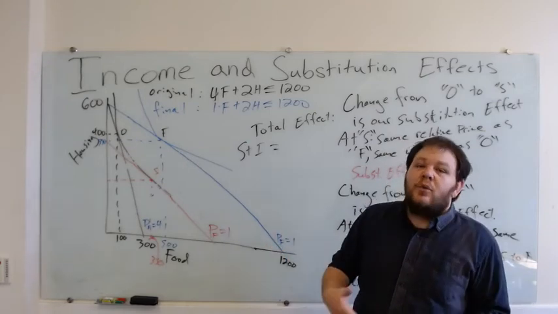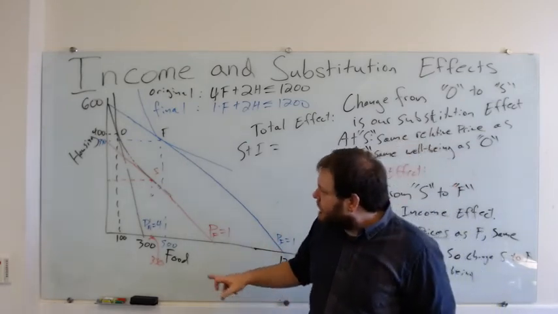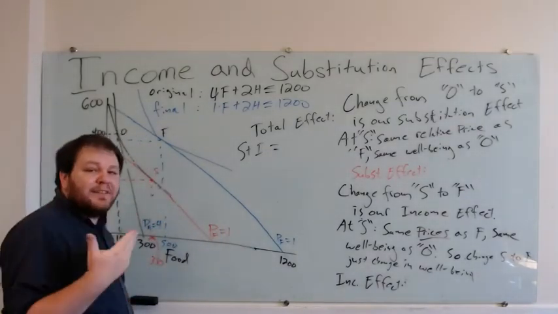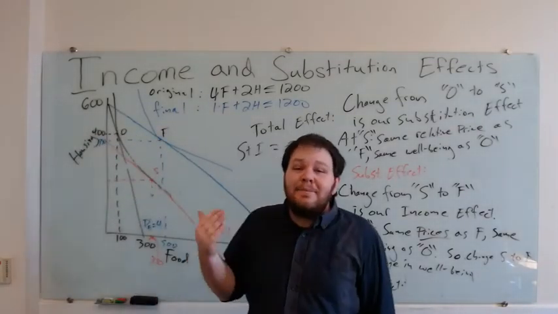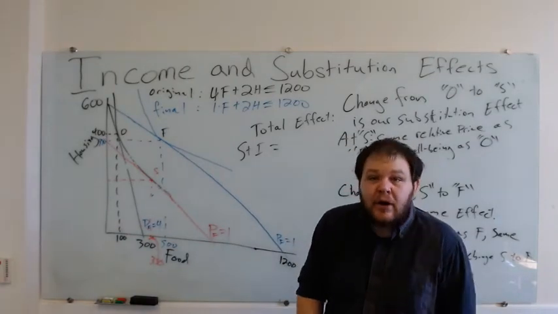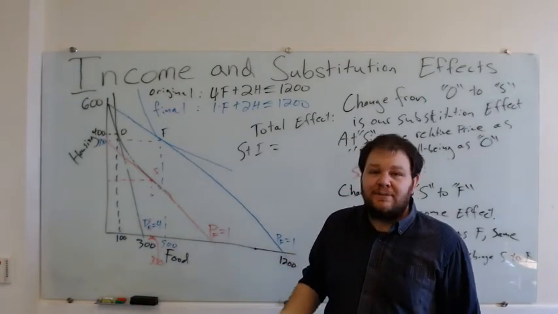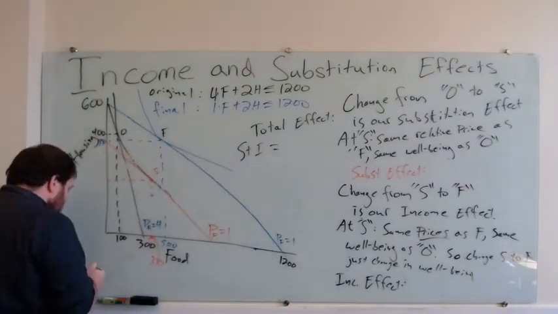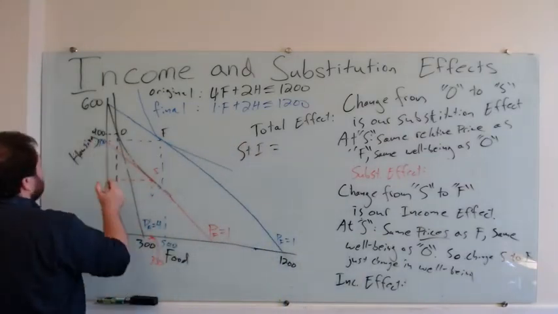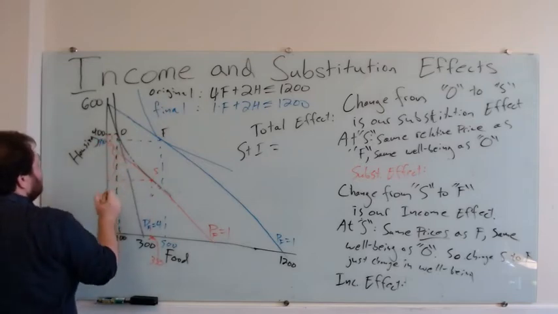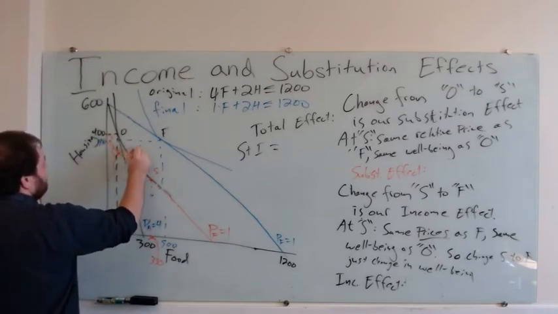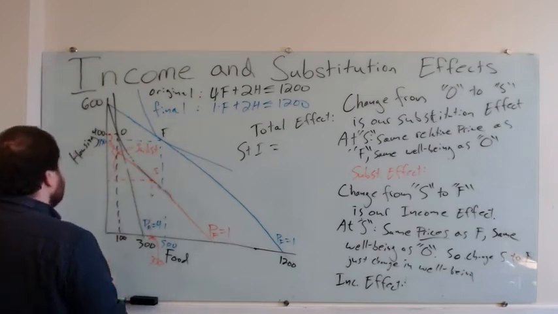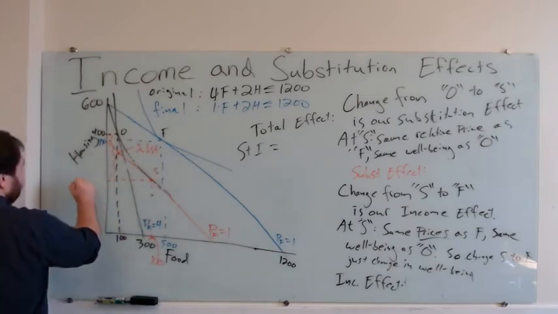Well, again, it's just going to be how much I would have consumed in housing if I'd had that relative price increase, but I hadn't been made any better off, any happier because of my increased purchasing power. So again, this is just the change from O to S. This is going to be our substitution effect with respect to housing. So for housing, let's call this 200.